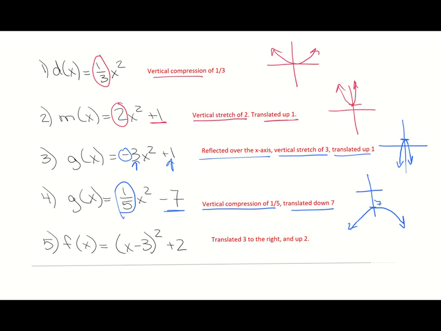Number 5, there's nothing in front, but it says x minus 3 inside parentheses squared plus 2. Since this is inside the parentheses, it's minus 3. You actually do the opposite of what you think if it's inside the parentheses. So you're going to the right 3, and the 2 on the outside means you're going up 2. If I was going to sketch this, it would go to the right 1, 2, 3, and up 2. And then we're not vertically compressing or stretching, so it's just similar to the parent graph. That would be what it would look like.